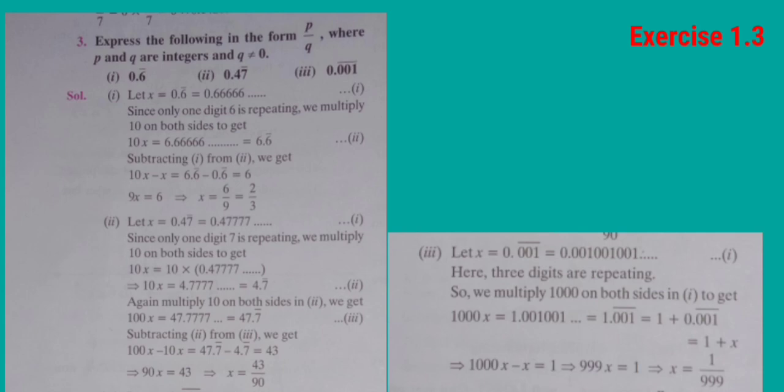Bar is on 001. It means 001 is repeating itself. So we can write it 0.001 dot dot dot. Since 3 digits are repeating in this question, we have to multiply by 1000 on both sides. So on the left hand side we will get 1000x, and on the right hand side we will get 1.001 dot dot dot. It means 1.001 bar.